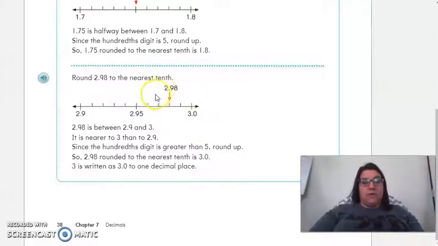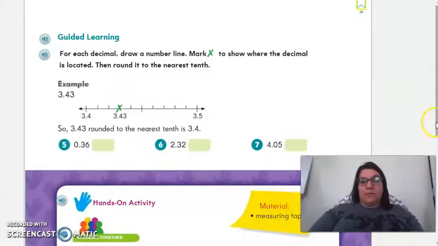So 2 and 98 hundredths is between 2 and 9 tenths and 3 and 0 tenths. It's nearer to 3 than to 2 and 9 tenths. Since the hundredths digit is greater than 5, round up. So 2 and 98 hundredths rounded to the nearest tenth is 3. 3 is written as 3.0 to 1 decimal point. Okay, let's look at some of those sample problems that you can do on your own.